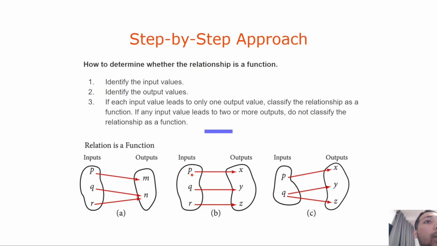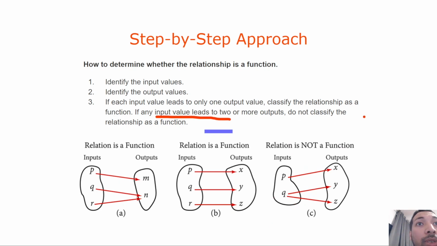Let's look at the second one. We can also see that the arrow is only going once from each input. So it's also a function. Now for here, we can see that this input is generating only one output, but this input is generating two outputs. So remember, if any input generates two outputs, that relationship is not a function. So in this case, this is not a function because any input cannot lead to two or more outputs.